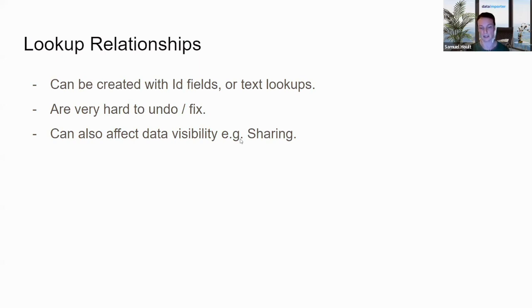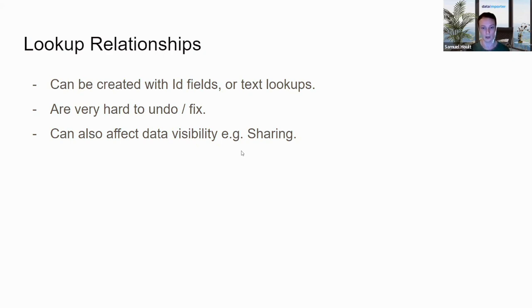And again, they can also affect things like data visibility. So if you have sharing, an example would be you want to insert some tasks onto accounts, right? And the task's visibility is set to the parent, right? So if you have visibility of the account, you can see the task. If you're linking tasks to different accounts or to the wrong accounts, that can obviously affect who can see what data.